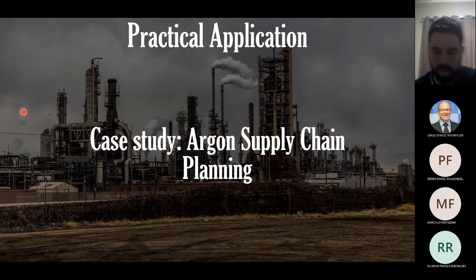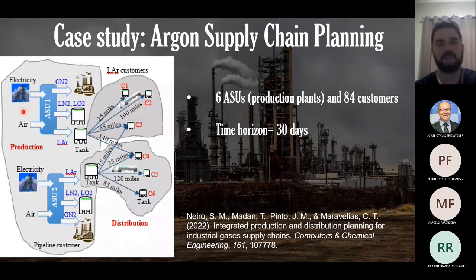And in my master's degree, I did a case study for an Argon supply chain planning. It basically comprises 6 air separation units, production plants, and it has 84 customers. Okay, the time horizon is 30 days, and this is based on this article here, this model that was published this year.